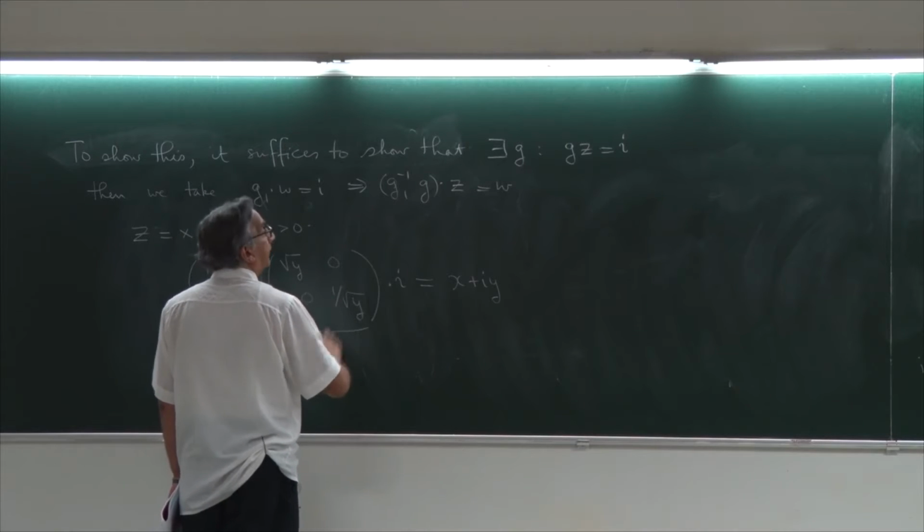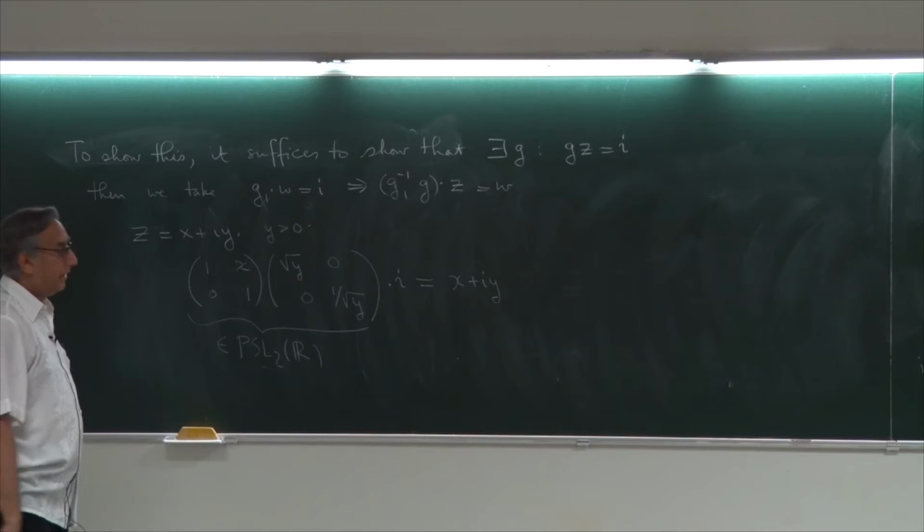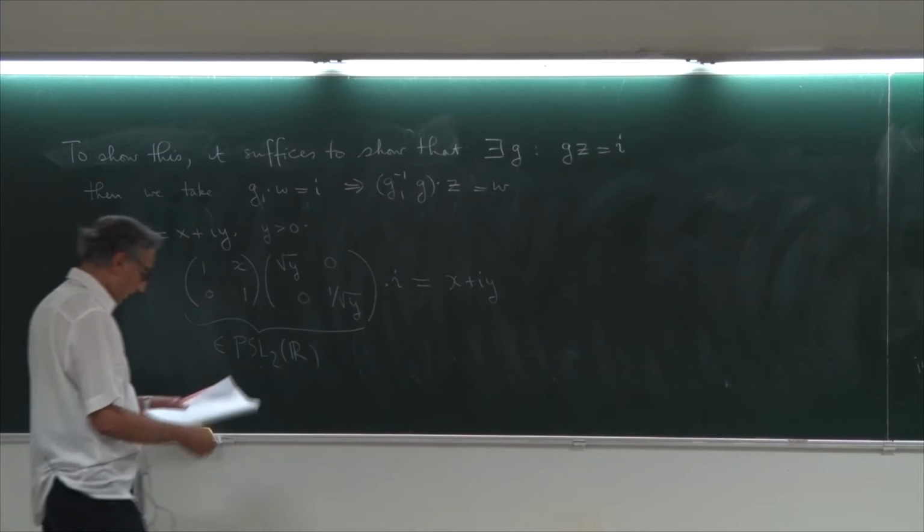And so in order to find that G that you are looking for, all you have to do is take the inverse of that, and that would do it. Okay, so it's a transitive action. So the action is transitive.